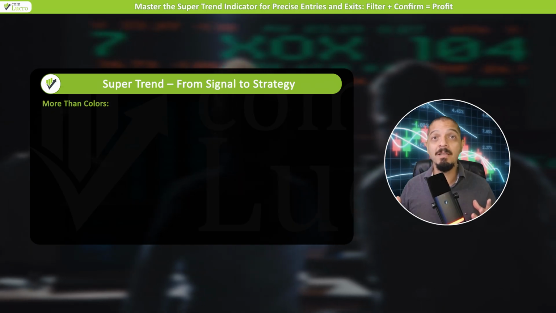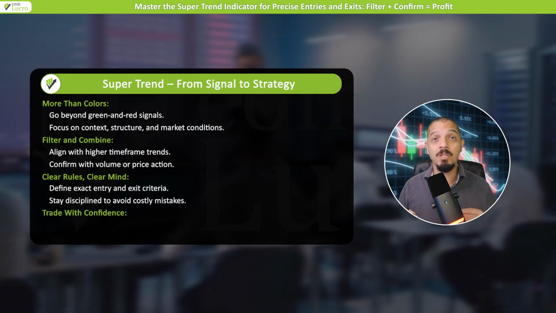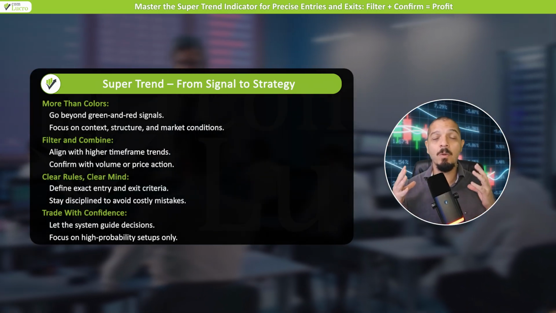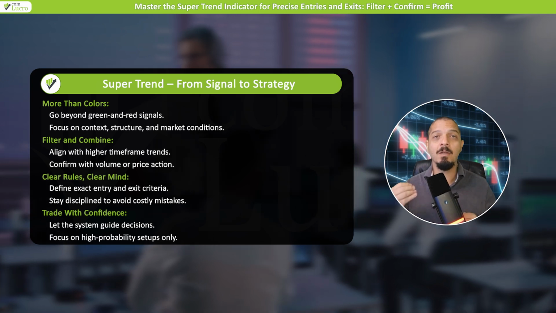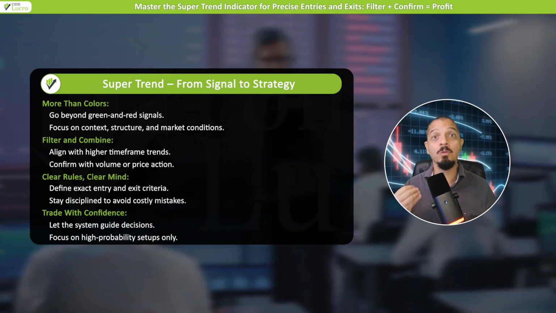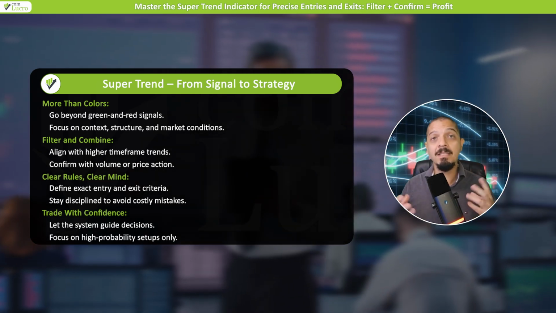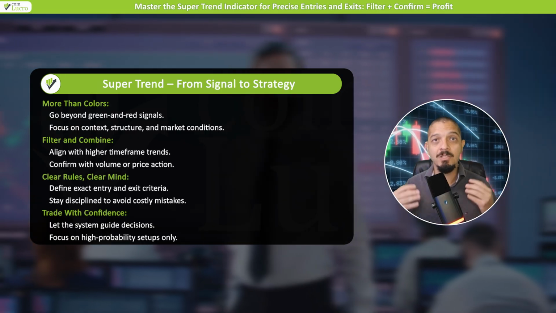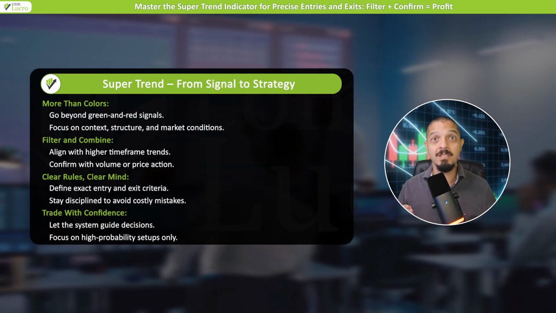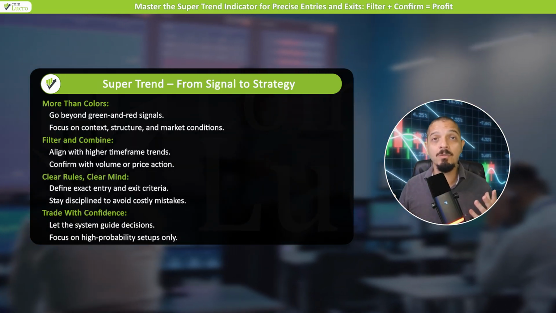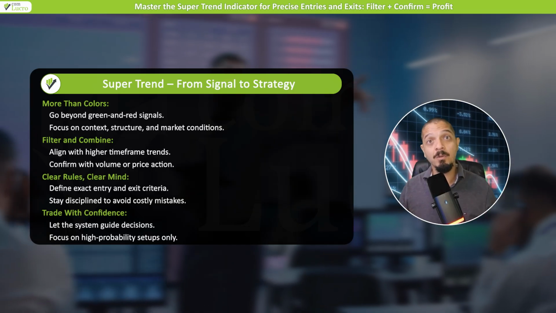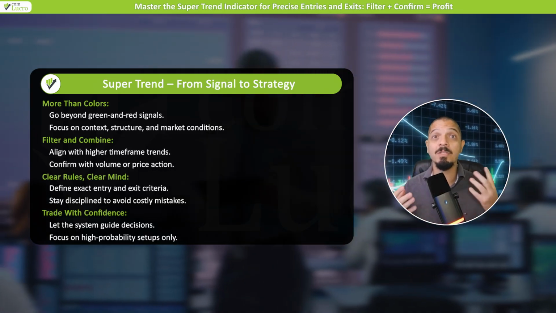So, here's the bottom line. The super trend can be more than just a green and red signal machine. When you know how to filter, combine, and confirm, it becomes a powerful tool for precise entries and exits. By applying these strategies, you're not just following an indicator, you're trading with structure, confidence, and clear rules that keep you out of trouble and in the best opportunities.